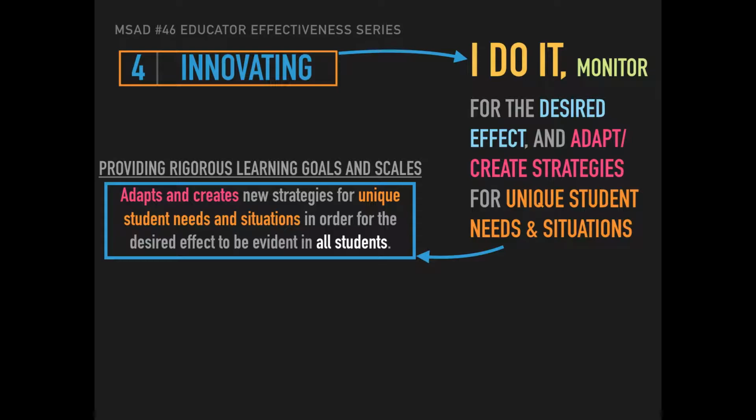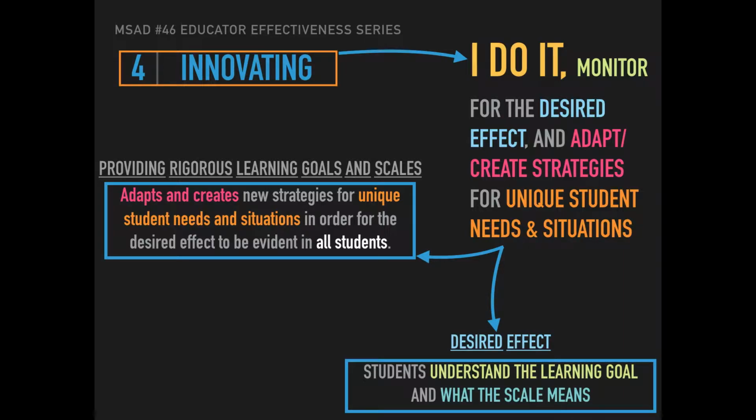And the desired effect is evident in all students. So we've now gone from "I'm not really monitoring for the desired effect for all students, but I do it," that's a 2. A 3 is I do it and I monitor for the desired effect for the majority of students. And a 4 is I not only do it, I'm not only monitoring for the desired effect, but with all students, I'm adapting and creating new strategies for the unique needs and situations of the students, to get to the end that our students should be understanding the learning goal and what the scale means.